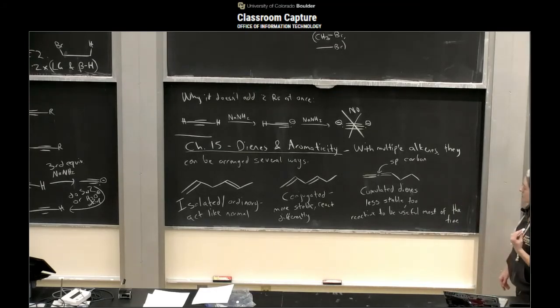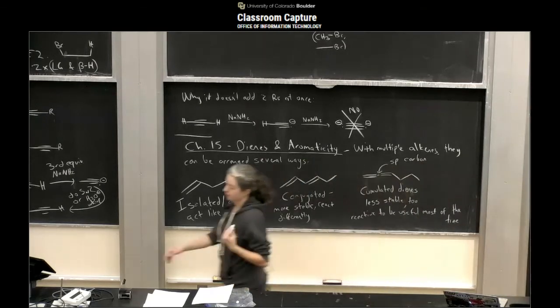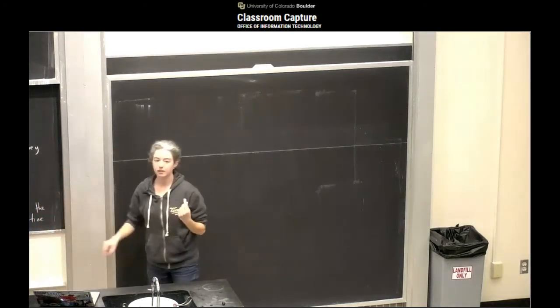So conjugated alkenes are what most of this chapter is going to be about, at least until we get into aromaticity. We're going to look at, first of all, what makes them more stable, and then how they react differently. Any questions about this part, first of all? Okay, cool.